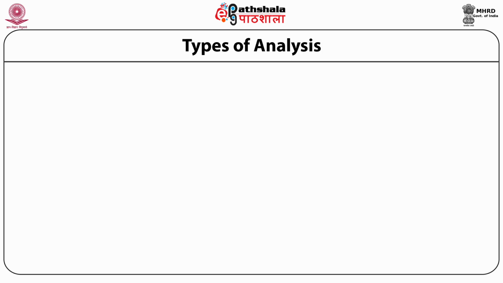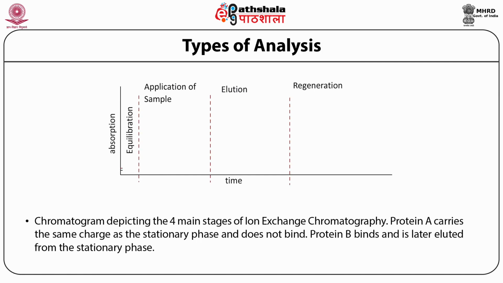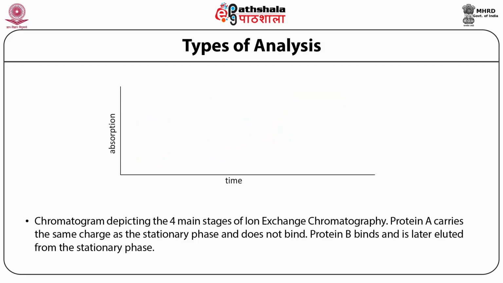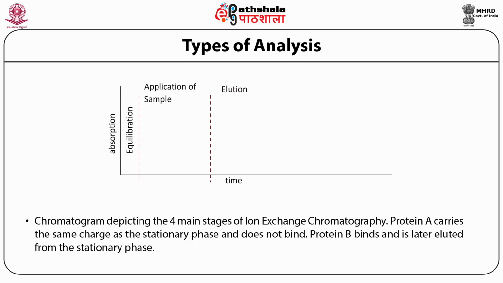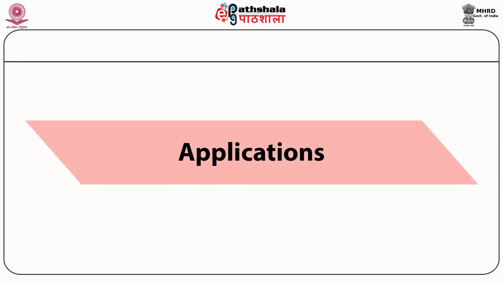You can see a chromatogram. The chromatogram is depicting the four main stages of ion exchange chromatography, that is, equilibration, application of sample, elution, and regeneration. Protein A in the chromatogram carries the same charge as the stationary phase and does not bind. Protein B binds.